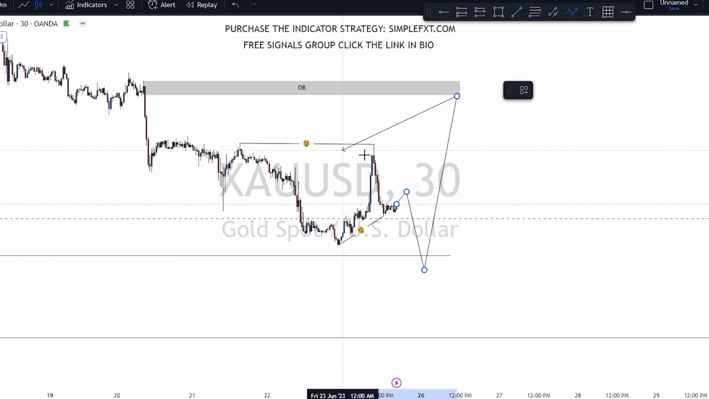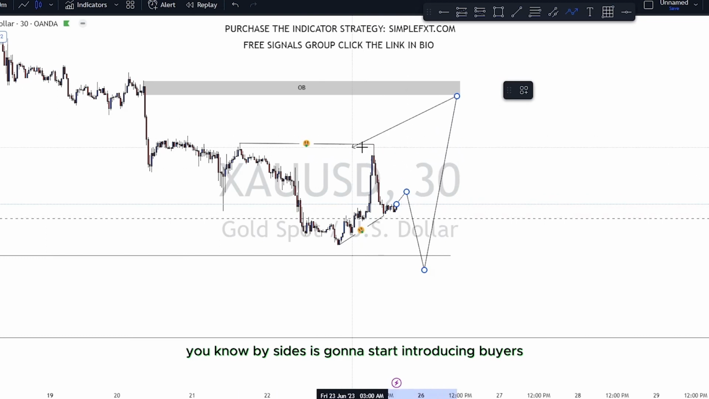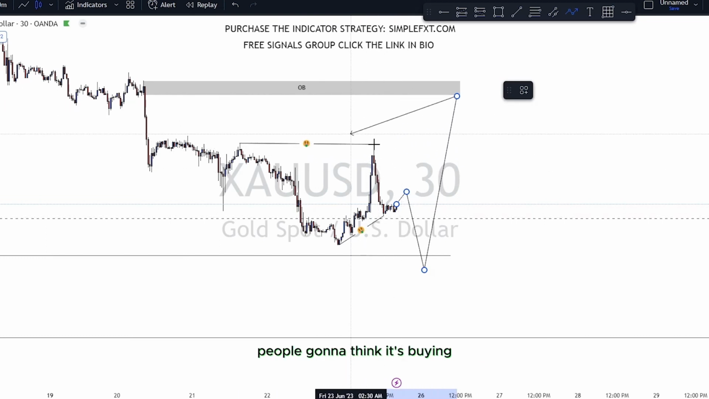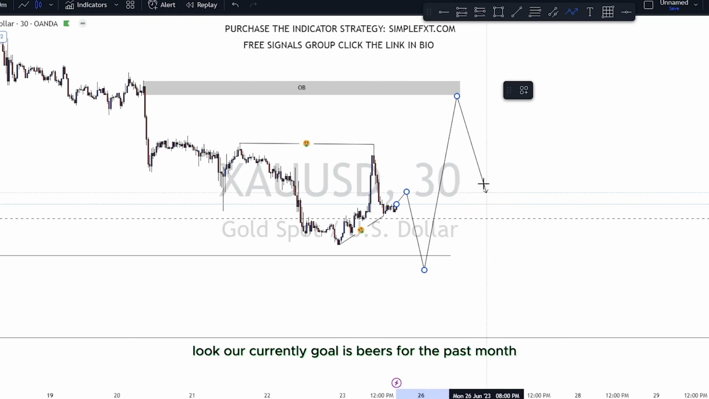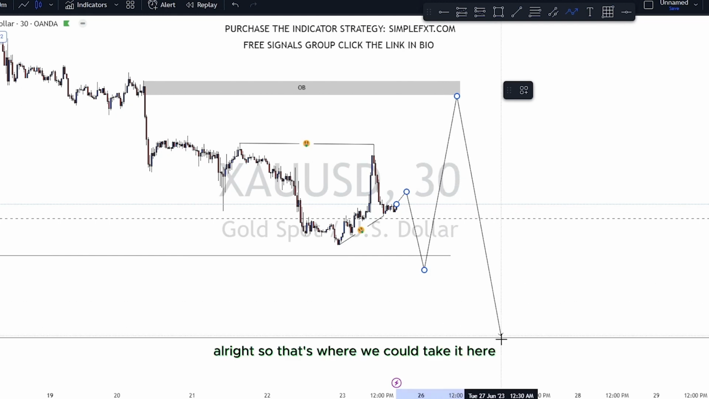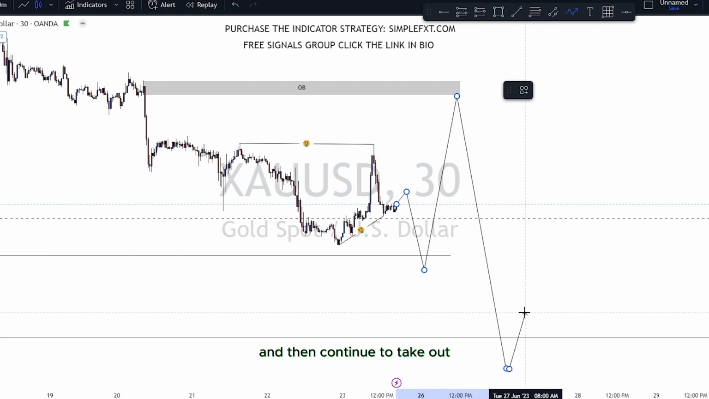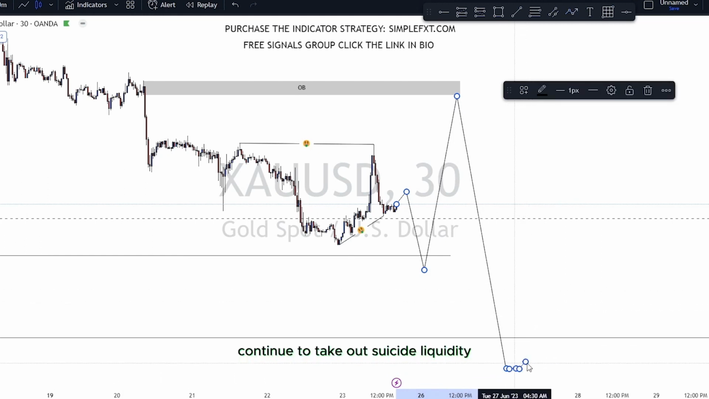And at this point, buy side, so it's going to start introducing buyers. People are going to think it's buying, and then we get that reversal right here, or should I say continuation, because currently gold is bearish for the past month. All right, so that's where we could take it here and then continue to take out sell side liquidity.